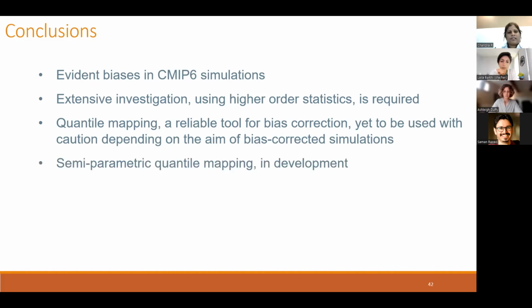We are still developing the semi-parametric quantile mapping method, which we would also extend to include the internal variability. As of now, we have taken care of the internal variability, but we still have to do more tests on this. And this also has to be extended for a multivariate quantile mapping analysis.